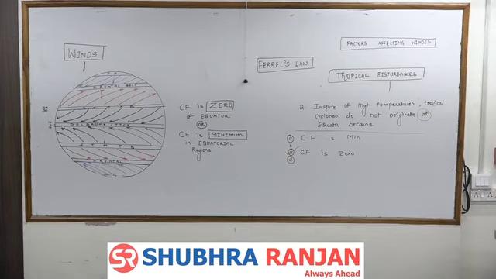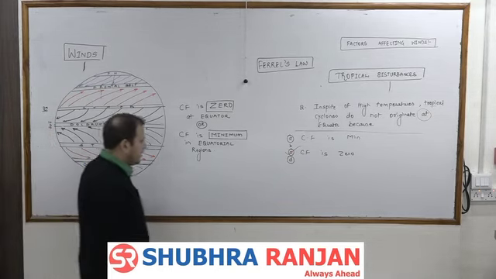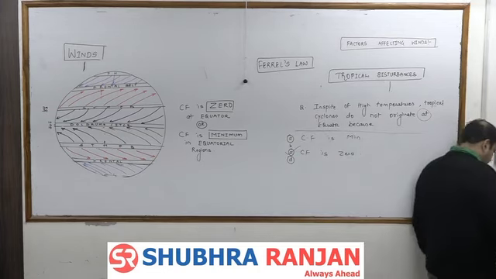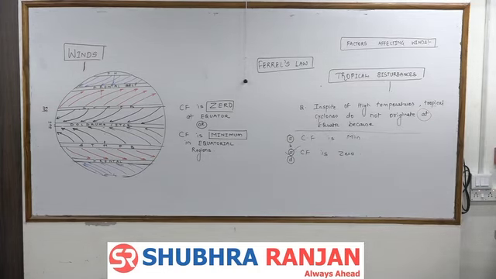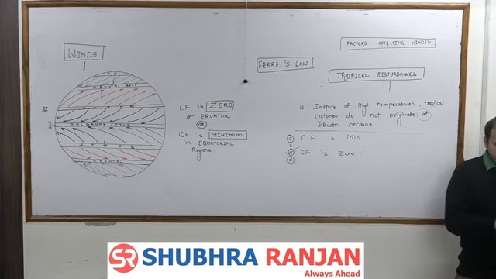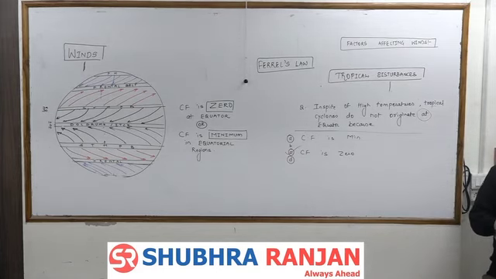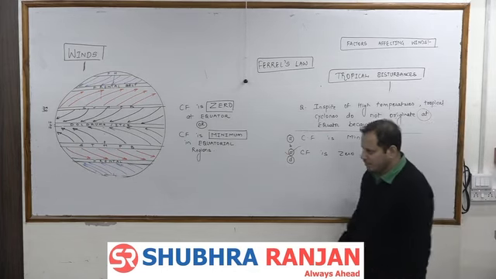As the Coriolis force increases away from the equator, the westerlies in polar and subpolar regions start flowing from west to east.